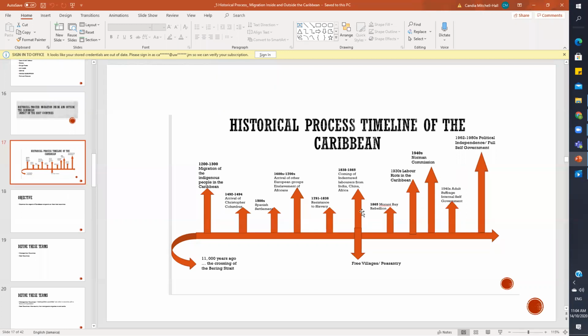Intra-regional. Was it Venezuela? No. Panama? Panama, yes. And what are the 2 reasons the British Caribbean people would have gone to Panama? They would have gone there first to work on the railways, yes, you're correct. And the second one is the canal. So we know for sure that Caribbean people have been migrating.